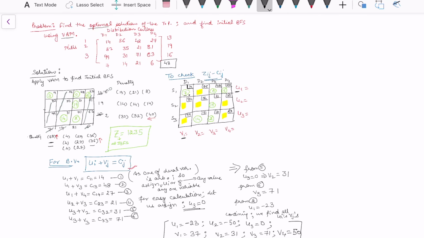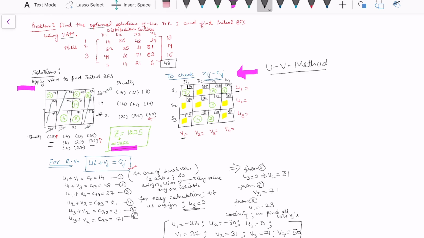In my previous video, we discussed this example: find the optimal solution of the transportation problem and find the initial BFS using VAM. So we solved this question completely in the last video, and you can see here that we applied Vogel's approximation method to find the initial BFS. This is the initial BFS, and then here I have calculated Zij minus Cij. And this is what I applied, the UV method. U and V stand for the dual variables. You can watch my previous video on dual variables.